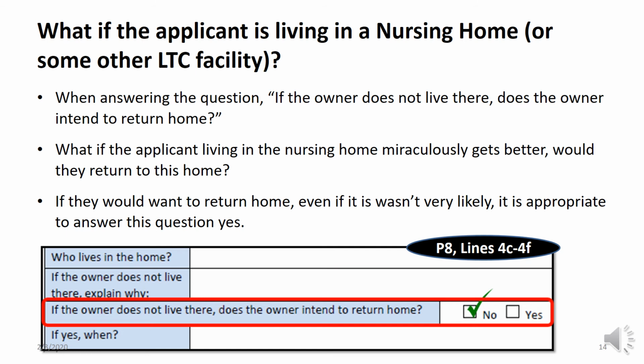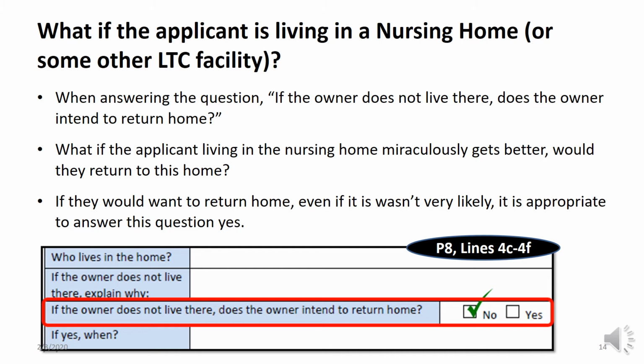What if the applicant is living in a nursing home or some other long-term care facility? When answering the question, if the owner does not live there, does the owner intend to return home? Well, what if the applicant living in the nursing home miraculously gets better? Would they return to this home? If they would want to return home, even if it wasn't very likely, it is appropriate to answer this question yes.